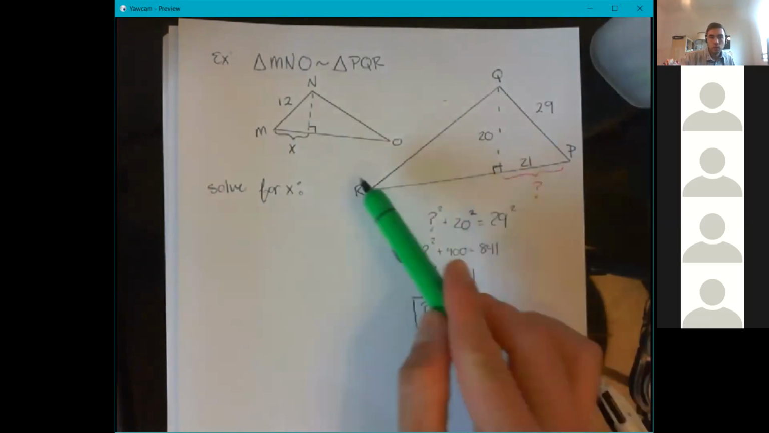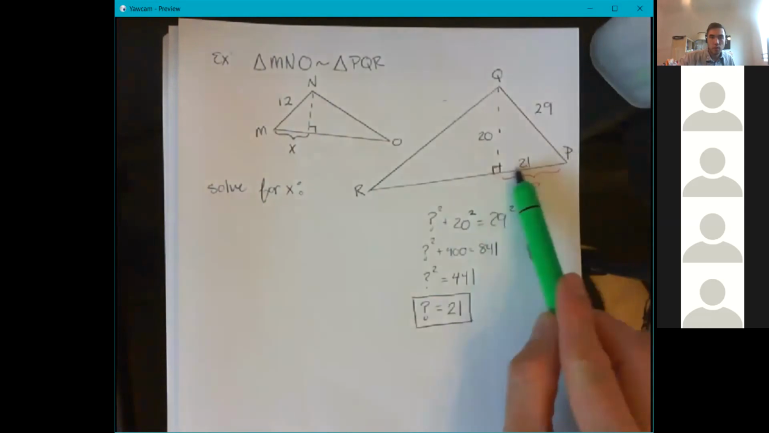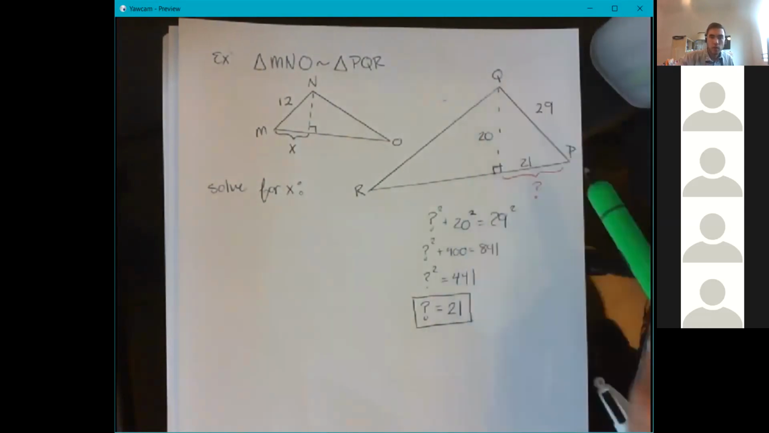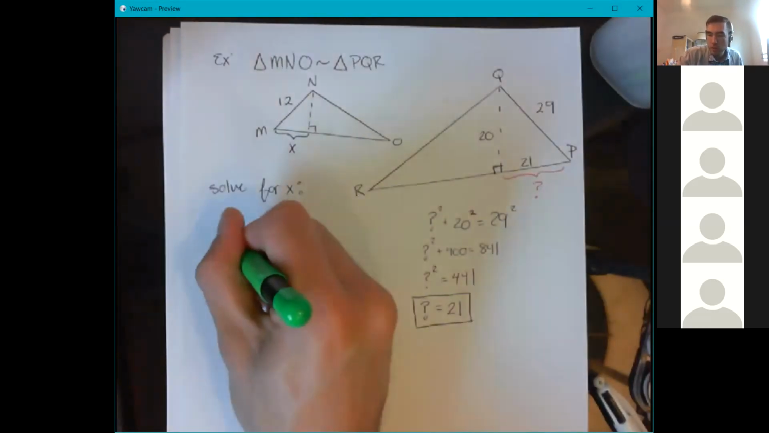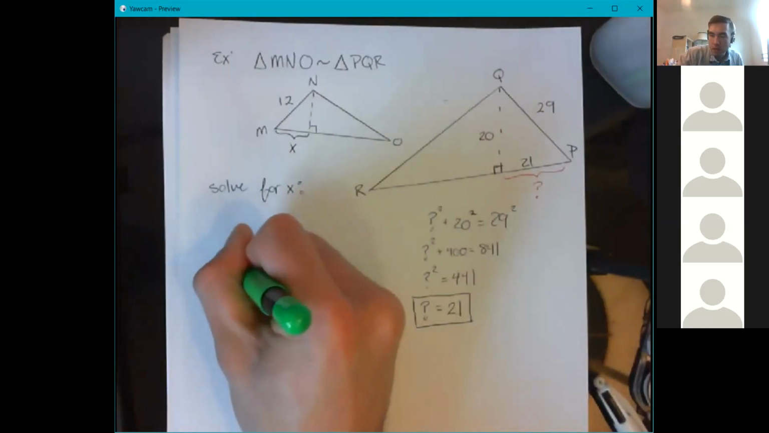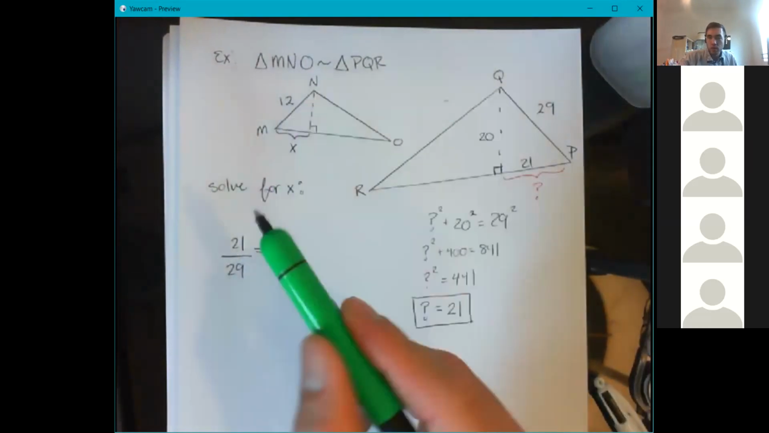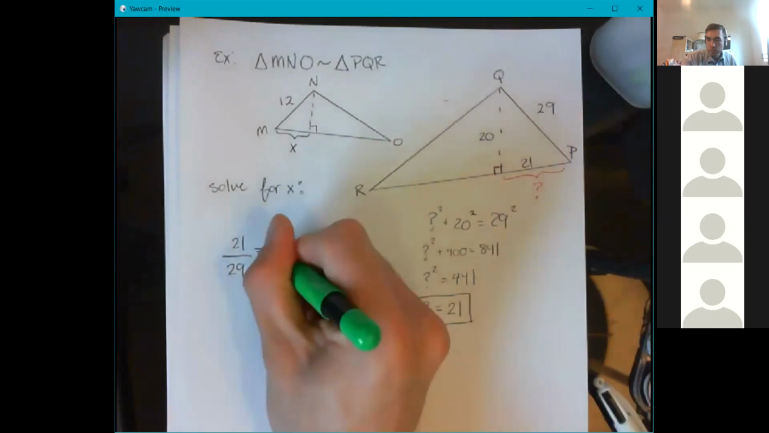I like that. So I got 21 over 29, which is to say on our big triangle, this sublength divided by the hypotenuse. So sublength divided by hypotenuse must be equal to sublength divided by hypotenuse on the left as well.